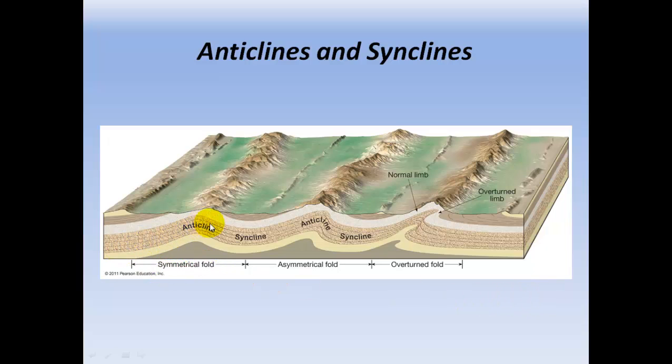So here we have an anticline and then a syncline. These are symmetrical. But then this one is starting to be overturned a bit, so it's asymmetrical. As we have the axis here, this limb's longer than this limb. The syncline, and this one's overturned. It's been past 90 degrees. So we have this overturned limb, and here's the normal limb.